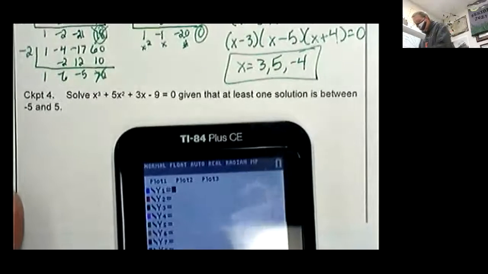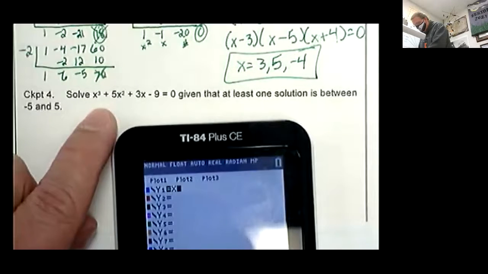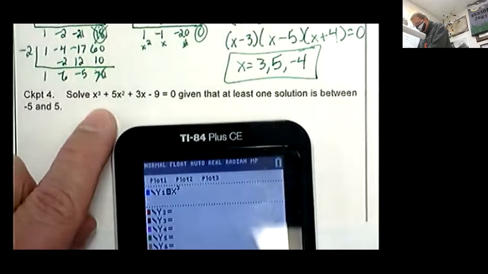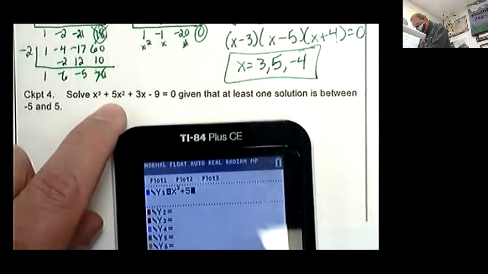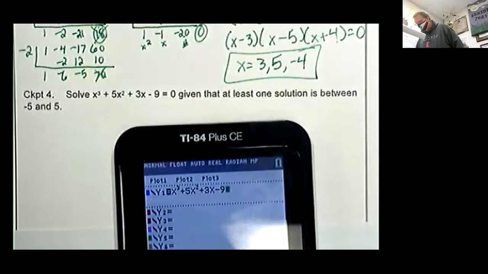Let's put it into y equals. So this is x cubed plus 5x squared plus 3x minus 9. And we're going to go to table.